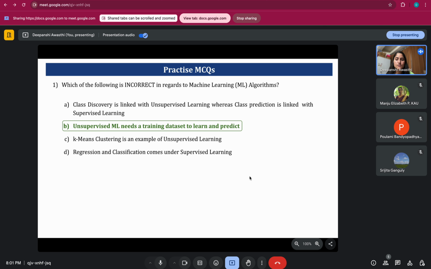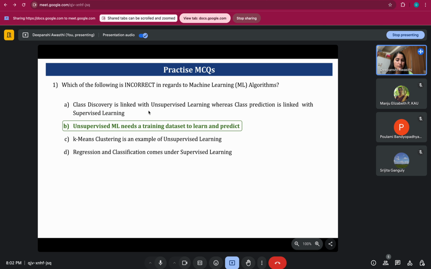Okay, then now let's see what is the correct answer. So the correct answer is that unsupervised machine learning needs a training dataset to learn and predict. This is incorrect, because in unsupervised learning we do not need a training dataset because we do not have labels. So this is done for unlabeled dataset. So in this we do not need a training dataset to learn and predict. There is no prediction. It is trying to cluster your data. It's a class discovery method, not a prediction method.